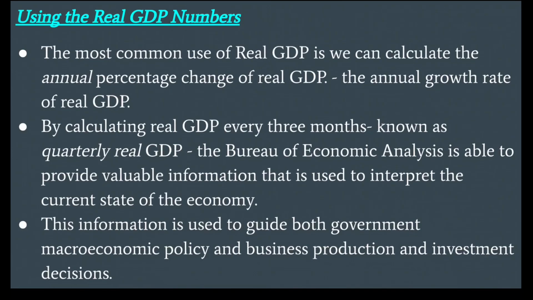The most common use of the real GDP numbers is to calculate the annual percentage change of real GDP, the annual growth rate of real GDP. By calculating real GDP every 3 months, known as quarterly real GDP, the Bureau of Economic Analysis is able to provide valuable information that is used to interpret the current state of the economy. This information is used to guide both government macroeconomic policy and business production and investment decisions.